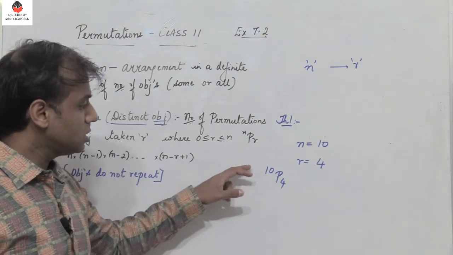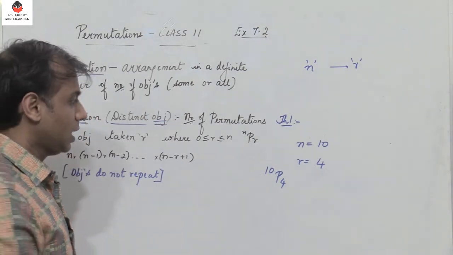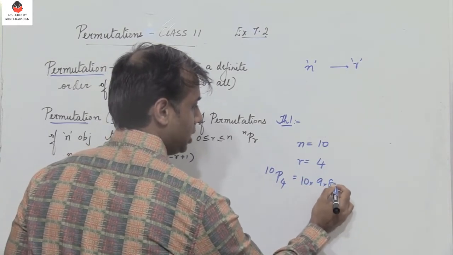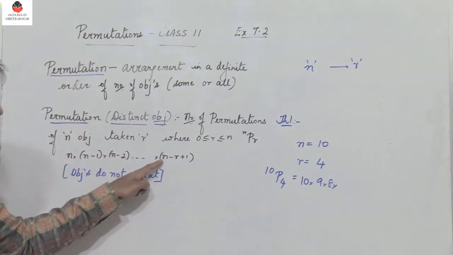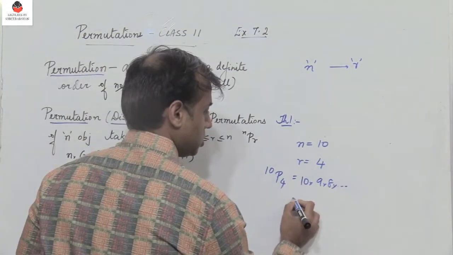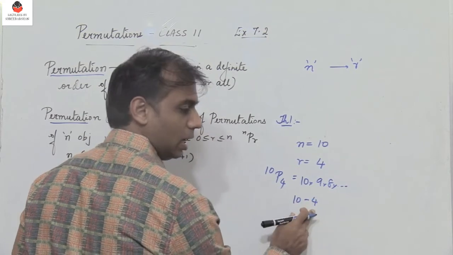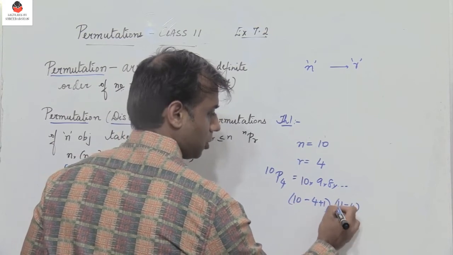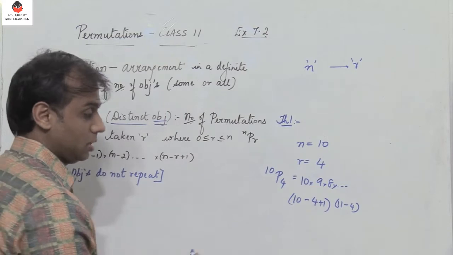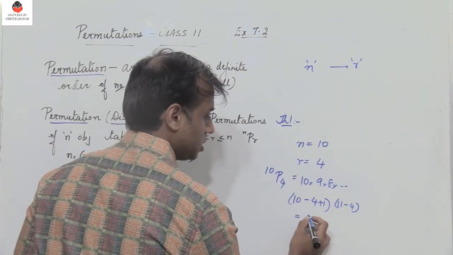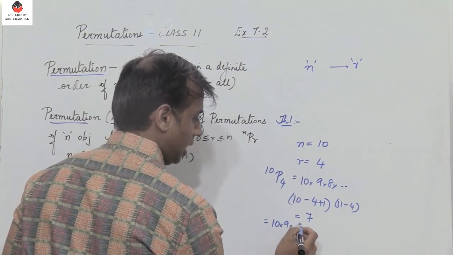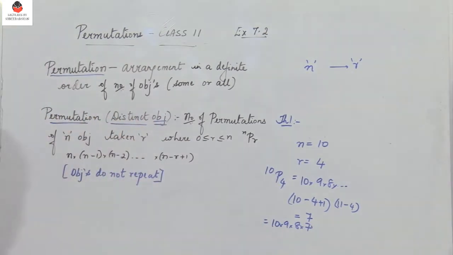So the number of permutations is represented as 10P4, and that is nothing but 10 into 9 into 8 into and so on up to n minus R plus 1. So that's going to be n minus R plus 1. So this is nothing but 11 minus 4, right? So 10 plus 1 is 11 minus 4. So we get this value as 7. All right. So therefore, it is 10 into 9 into 8 into 7. So this is how we define permutation.